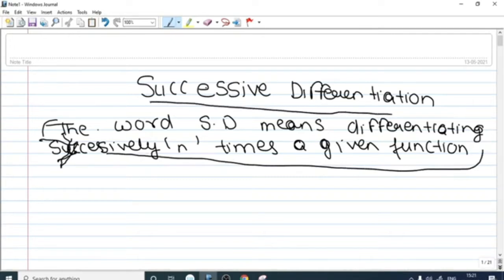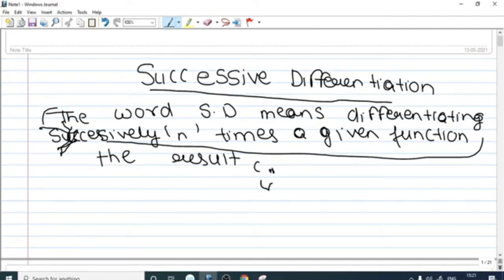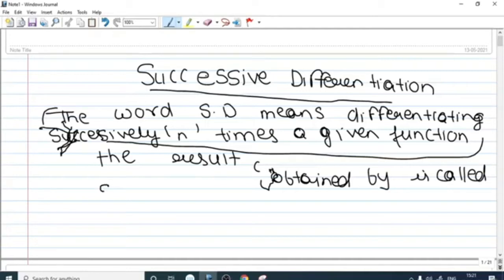The word successive differentiation means differentiating successively n times a given function, and the result obtained by this is called the successive derivative.